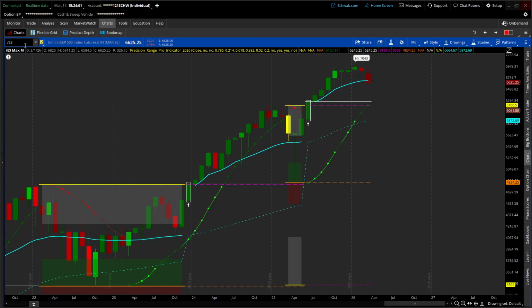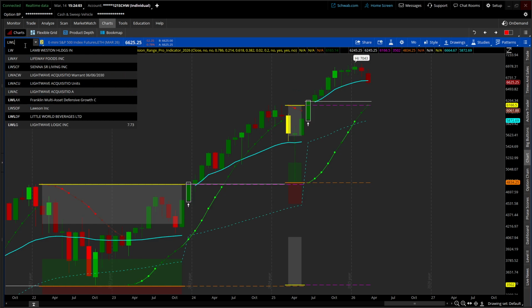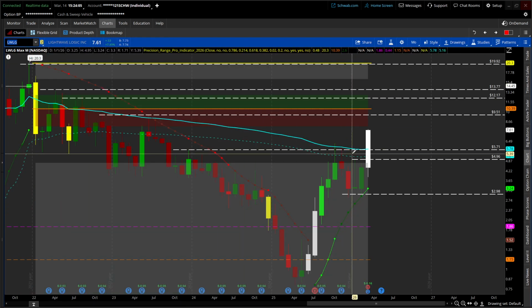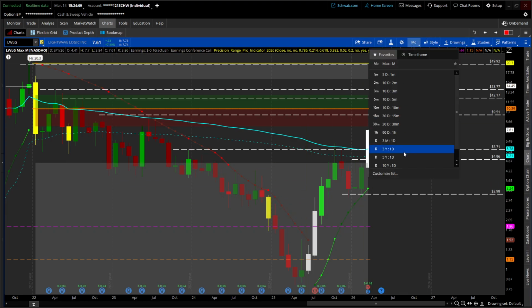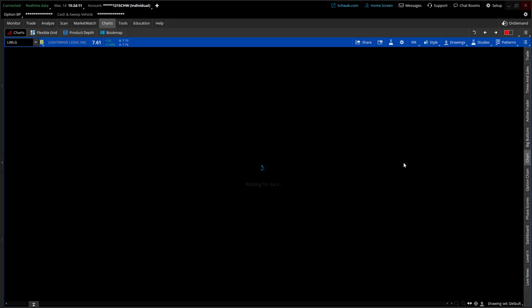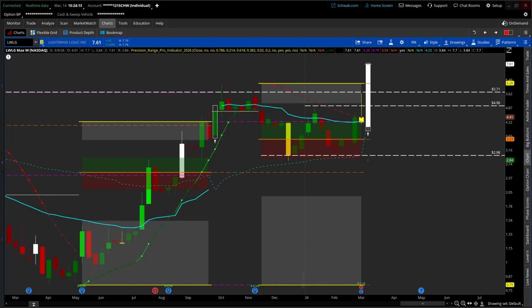LWLG. LWLG is a weekly breakout. This is what it looks like on a monthly. They have a lot of volume on a monthly. Let's go to the weekly. And here's our breakout on a weekly.